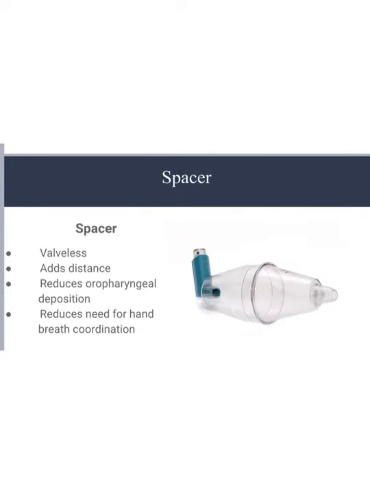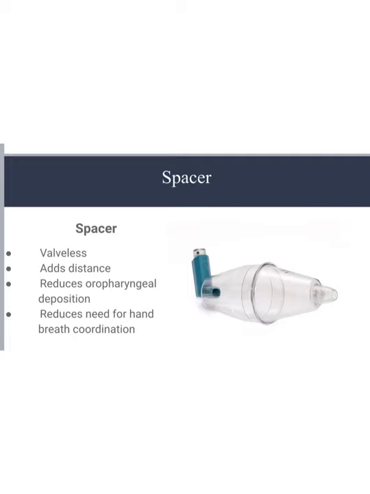So this is a spacer, as you can see right here. It's going to add distance from the MDI to the patient's mouth. So what this is going to do is give a chance for that medication to slow down from when it's actuated here to when it goes to the patient's mouth. That's going to help reduce the amount of medication that stays in the mouth and increase deposition down into the lungs. It also reduces the need for hand-breath coordination because these are anti-static. So all the medicine is going to stick to these spacers.